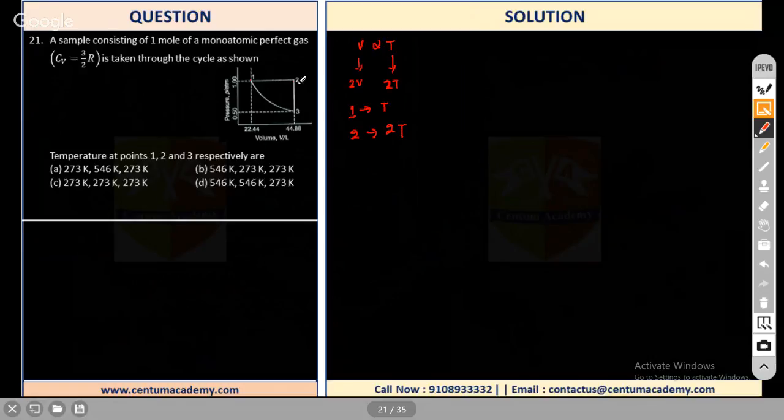Okay. Now from 2 to 3, you see, volume is constant and pressure becomes half, right? So we also know when volume is constant, pressure is directly proportional to temperature. So when the pressure becomes half, the temperature also becomes half. So at the second point, the temperature is 2T. At the third point, pressure becomes half, temperature also becomes half, so it is T. Now you see the options. If T is 273, then 2T will be 546, and 273. Option A is correct.